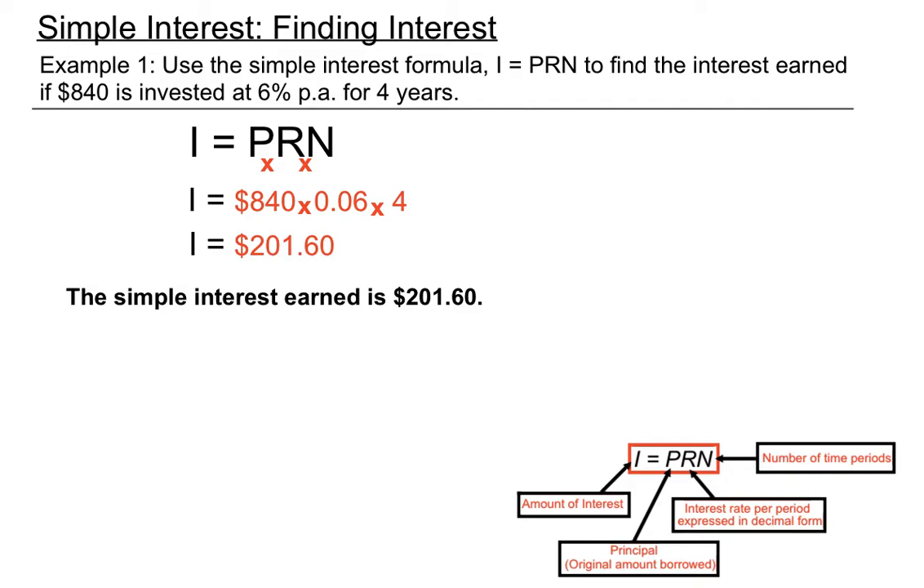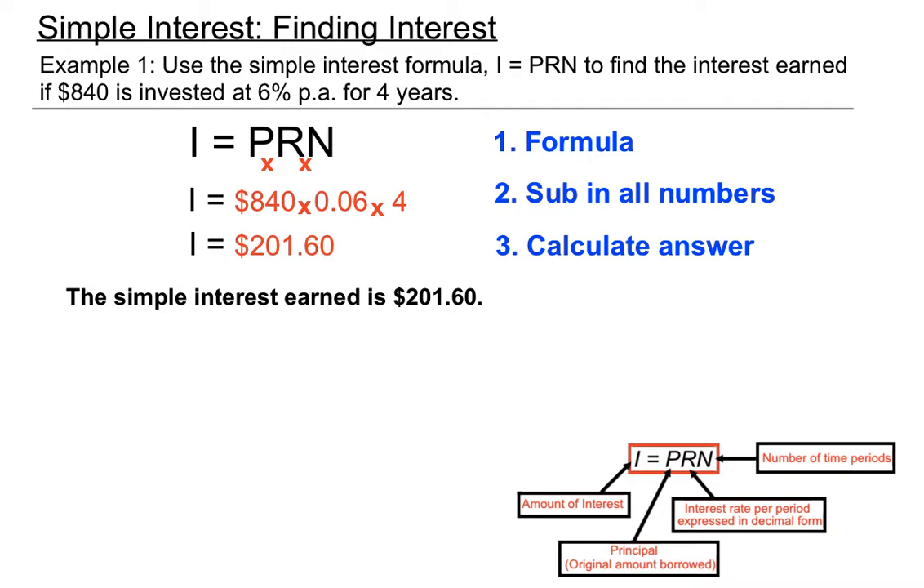So we use the formula there. We put the formula on the first line. The second line involved us subbing in all the numbers we've got from the question, and we did convert that percentage into a decimal, and then we just used our calculator. So that is how to find interest when we've got that as the missing bit in our formula.